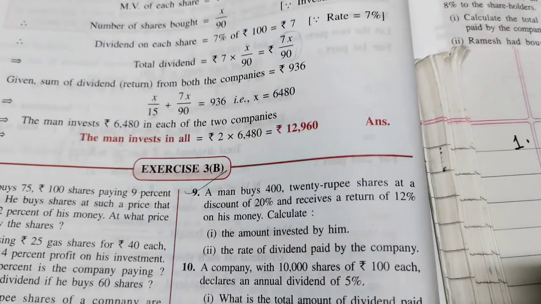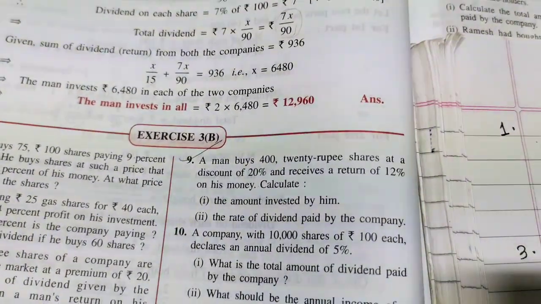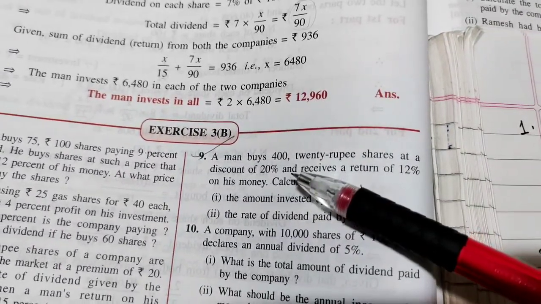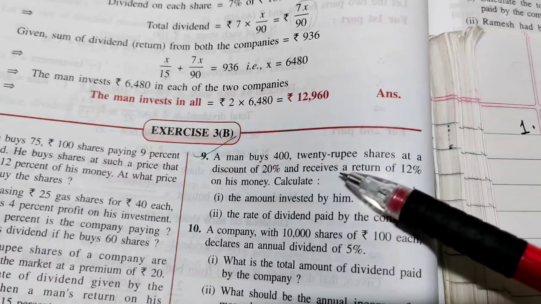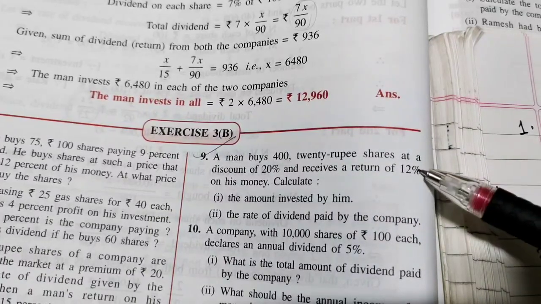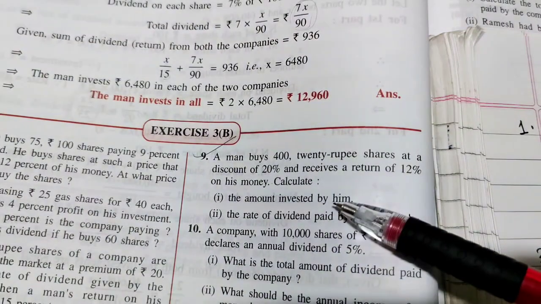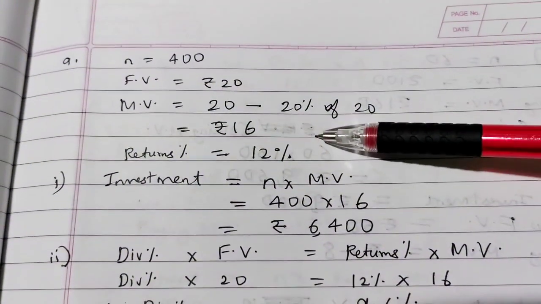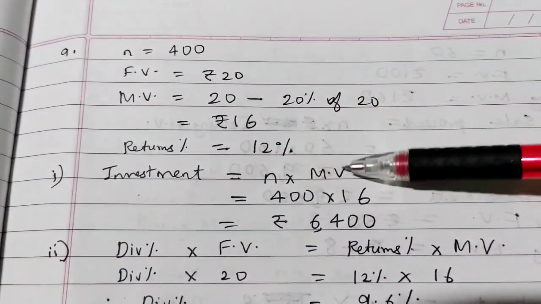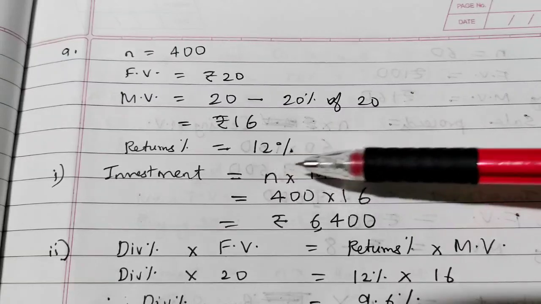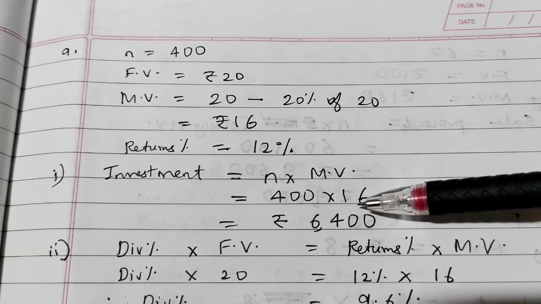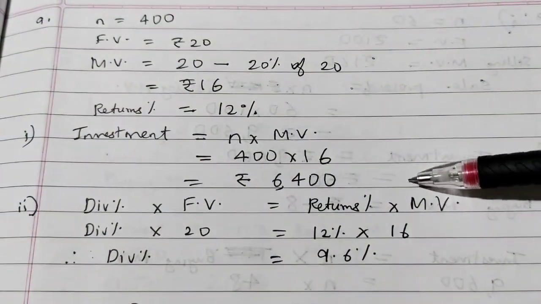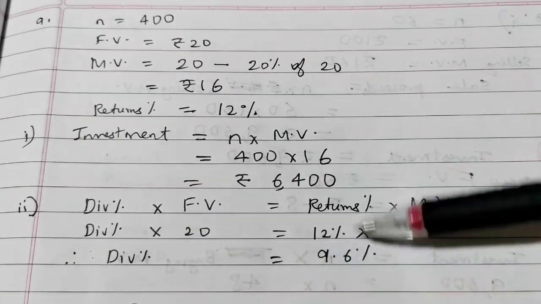Now the ninth sum. A man buys 400, that's the number of shares, 20 rupee shares, that's the face value, at a discount of 20%. So MV will be 20 minus 4, 16 rupees. He receives a return of 12%, returns percent. Calculate the amount invested and the dividend percent. So first of all, write the data. Investment is number of shares into market value, and both are given. So we can directly find the amount of investment, 6,400. Now to find dividend percent, we use the usual formula because FV, returns percent and MV are given. Don't cut percent sign here so that the answer stays in percent.